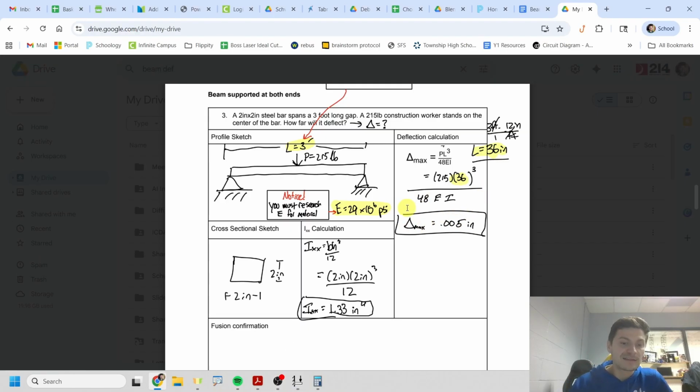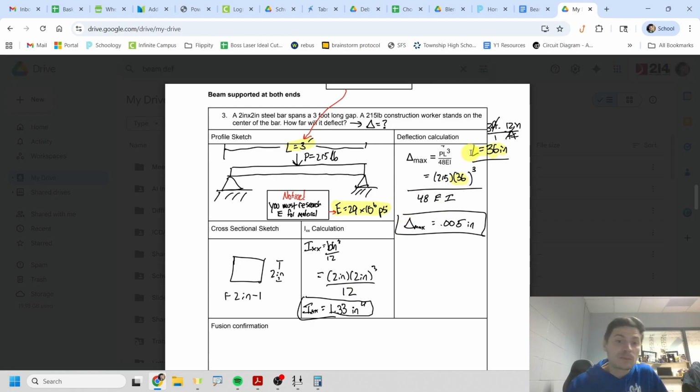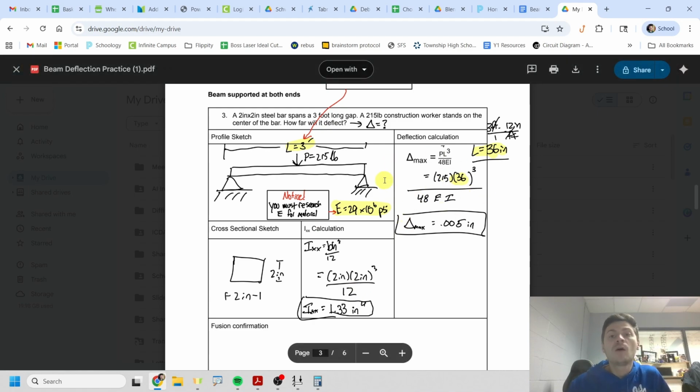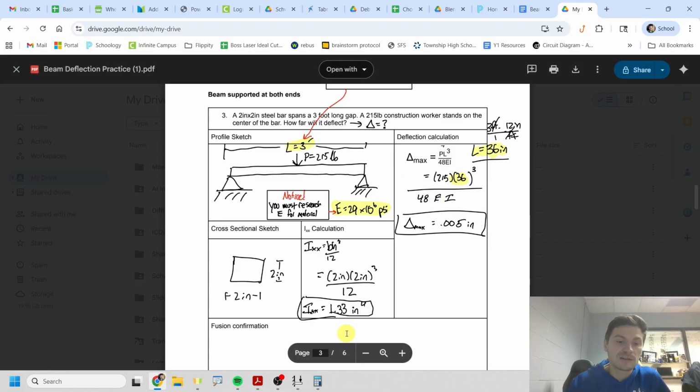MDSolids is using the exact same equations and doing the exact same math that we are. We're just inputting the givens and it does the math without us typing this all into our calculator. Whereas, as we saw with Fusion, Fusion is actually simulating it. It's putting it into a physics sandbox and simulating it. So whether you use MDSolids and this equation, or whether you use Fusion, there are multiple ways to check and confirm your beam deflection, and this is one of them. So I hope this helps.